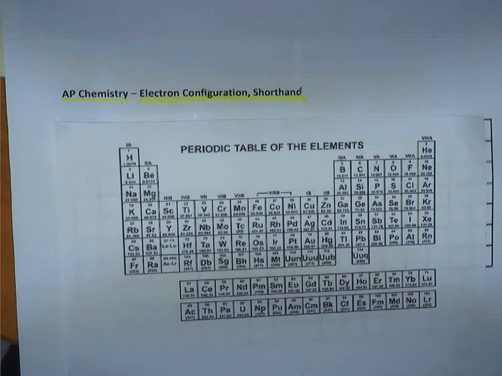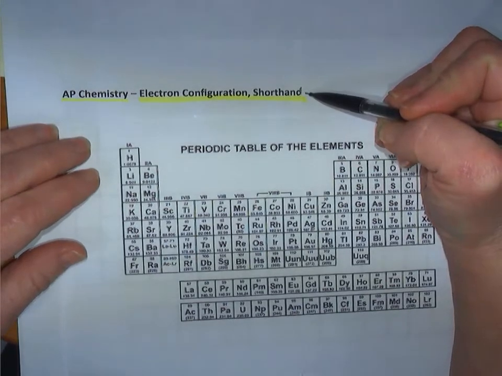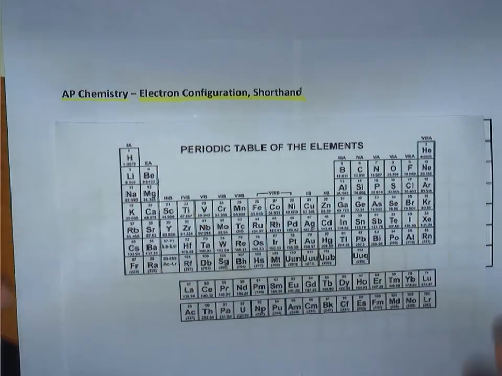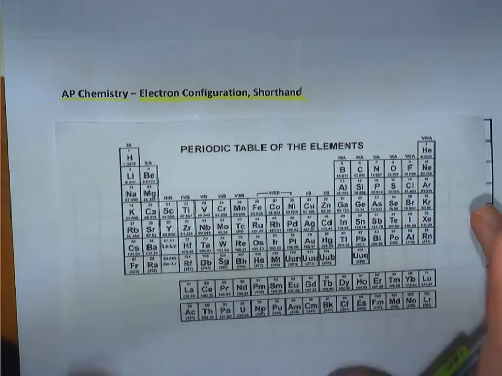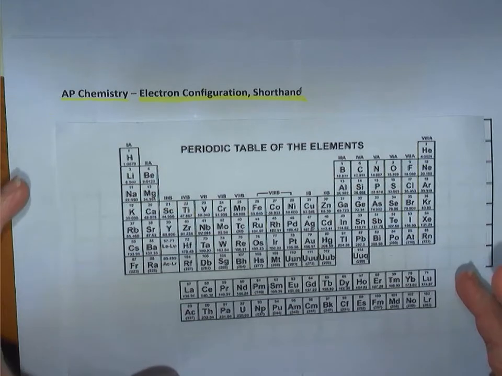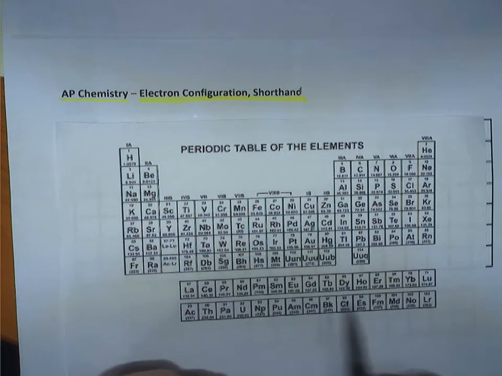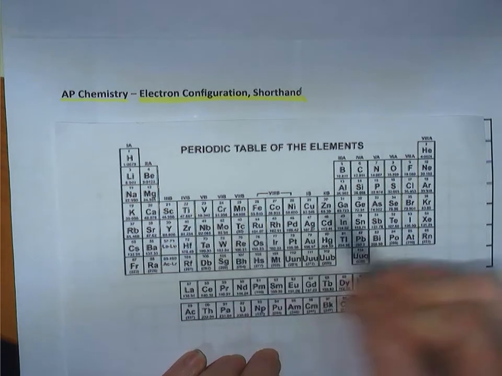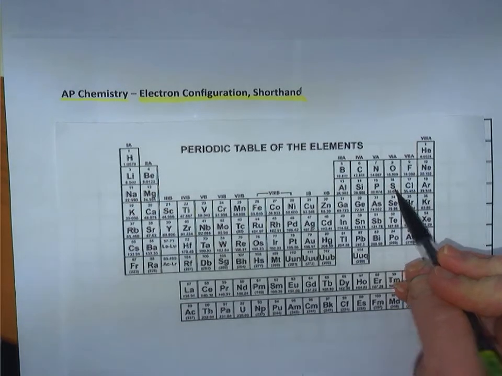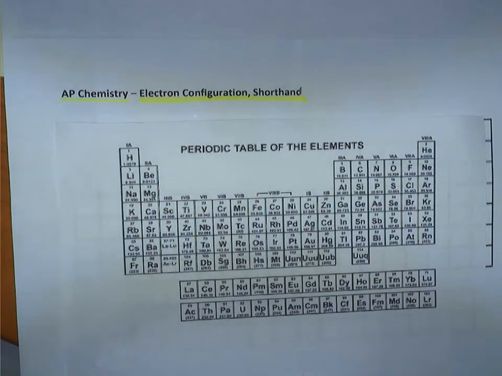Hello students, this begins a lesson on how to create shorthand electron configurations and orbital diagrams. This video will also give you insight into why the periodic table is exactly structured the way it is. It is my hope that just based upon where an element is, you will be able to very quickly come up with the electron configuration.